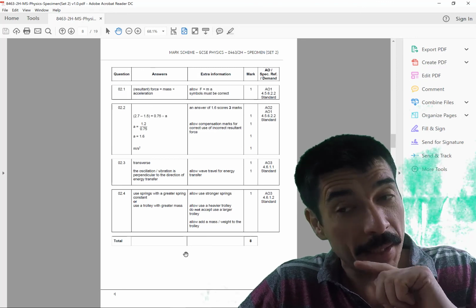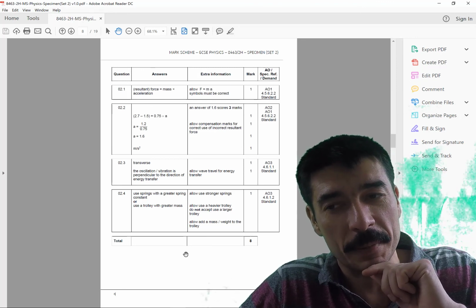So, okay, it is a specimen paper, and there will be mistakes in the specimen paper, and examiners are not always correct.